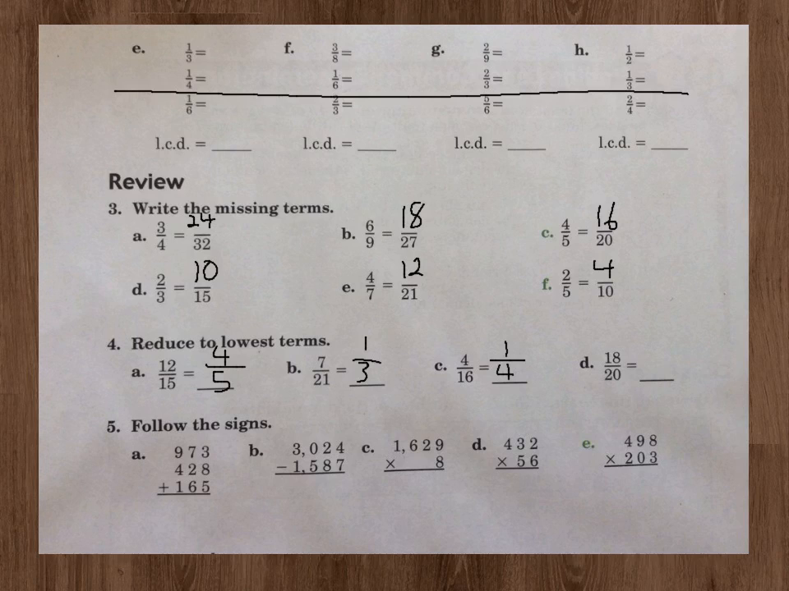D. 18/20. What goes into both 18 and 20? 2 does. 2 goes into 18 9 times. 2 goes into 20 10 times.